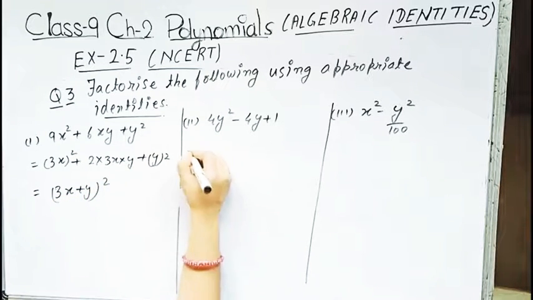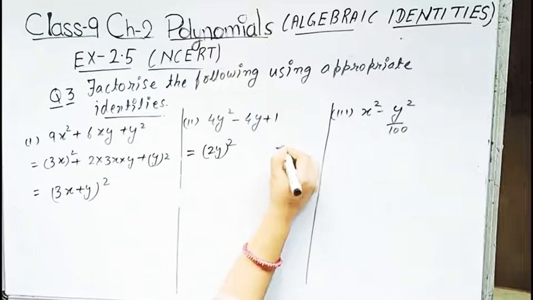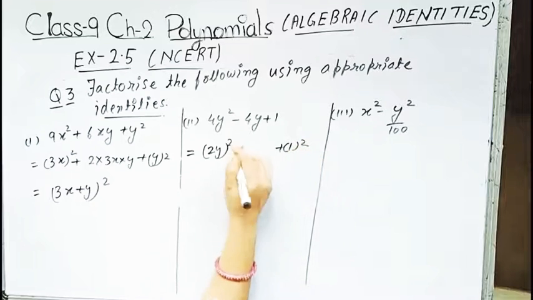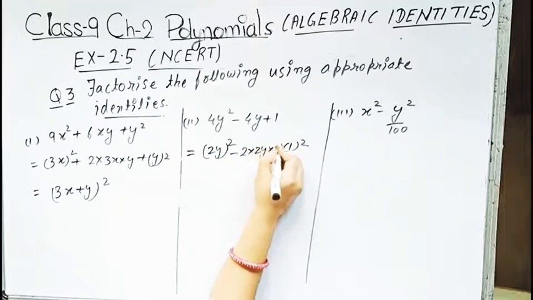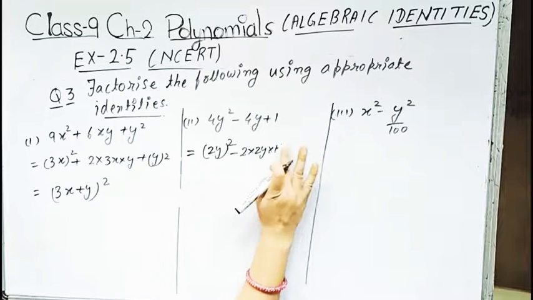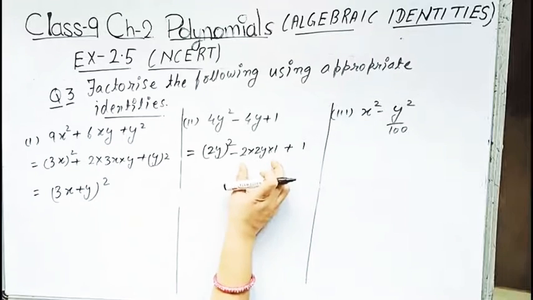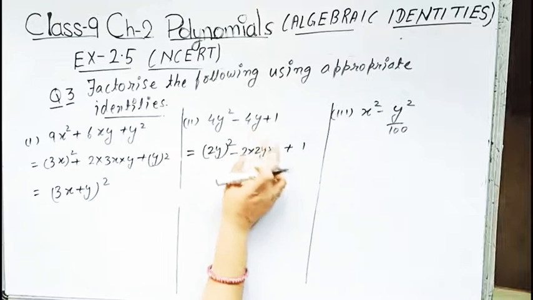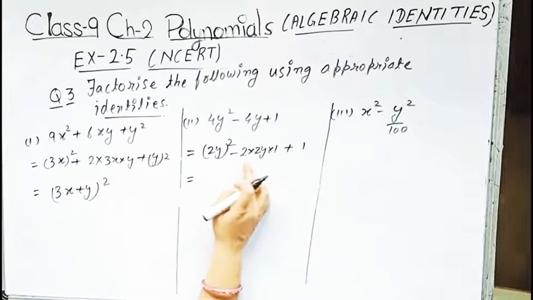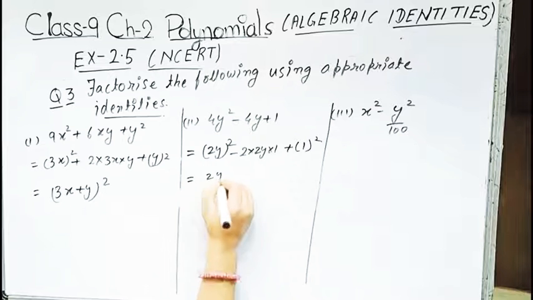Similarly, subpart number 2, we will write this one as (2y) whole square plus 1 whole square, minus sign copied, 2 into the first term and the last term, and we'll check whether it is equal to the given term or not. So 2 into 2y into 1 is 4y, which is the same. So a square minus 2ab plus b square. So this I can write as (2y minus 1) whole square.